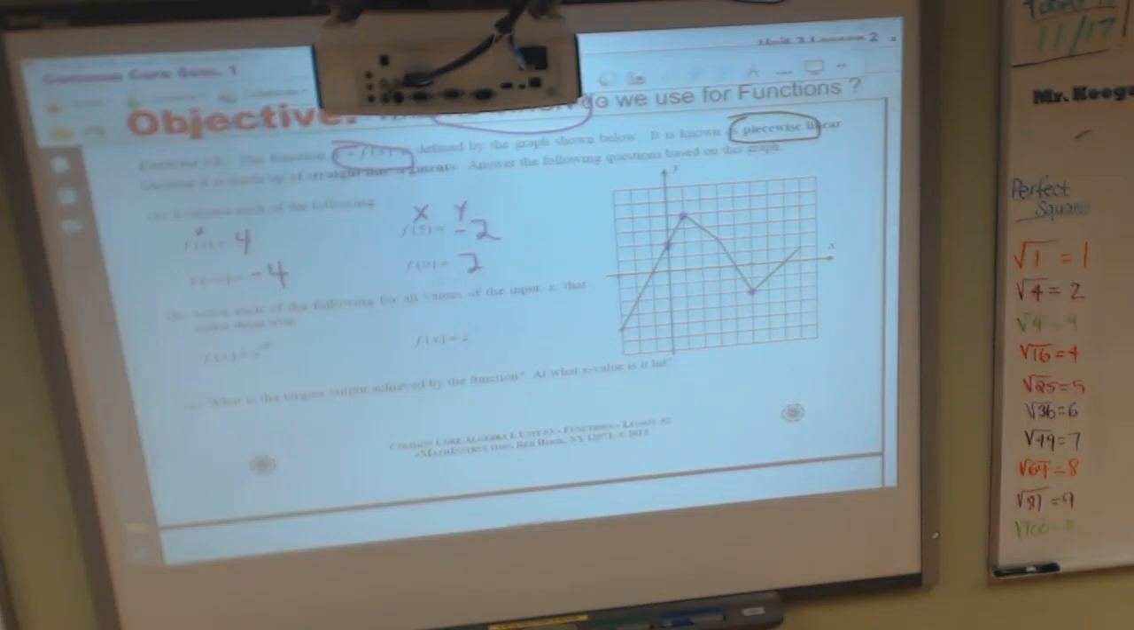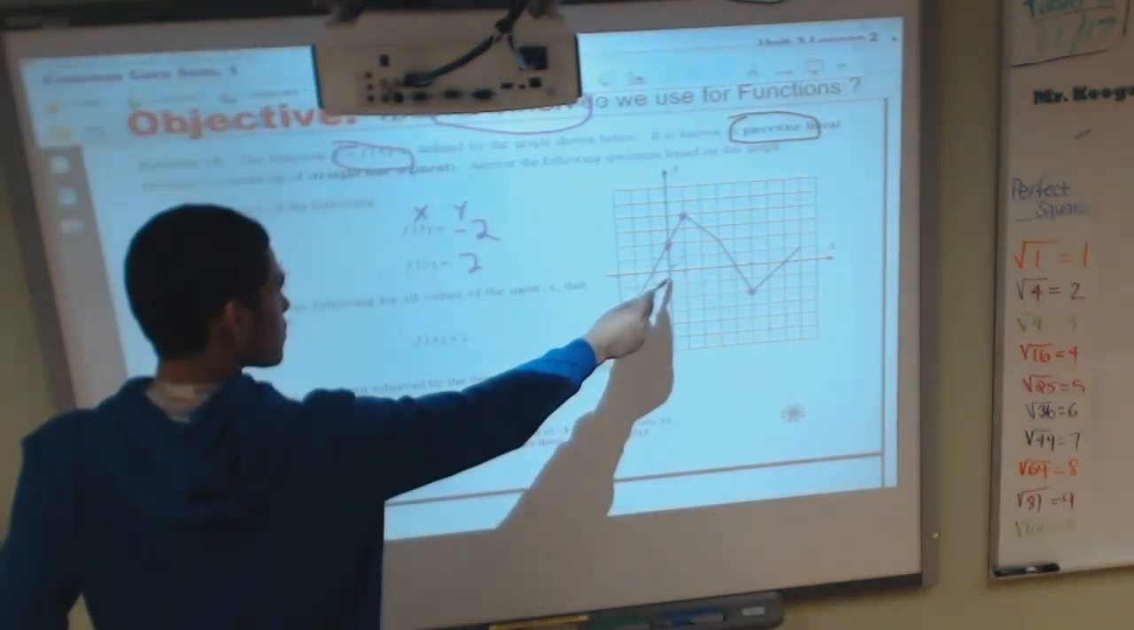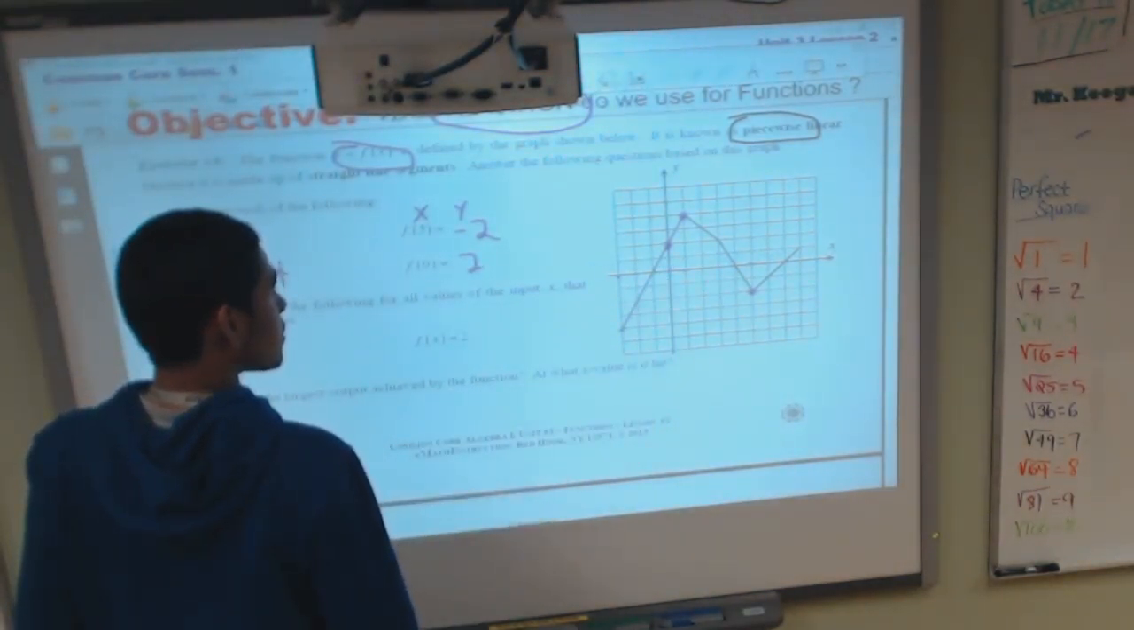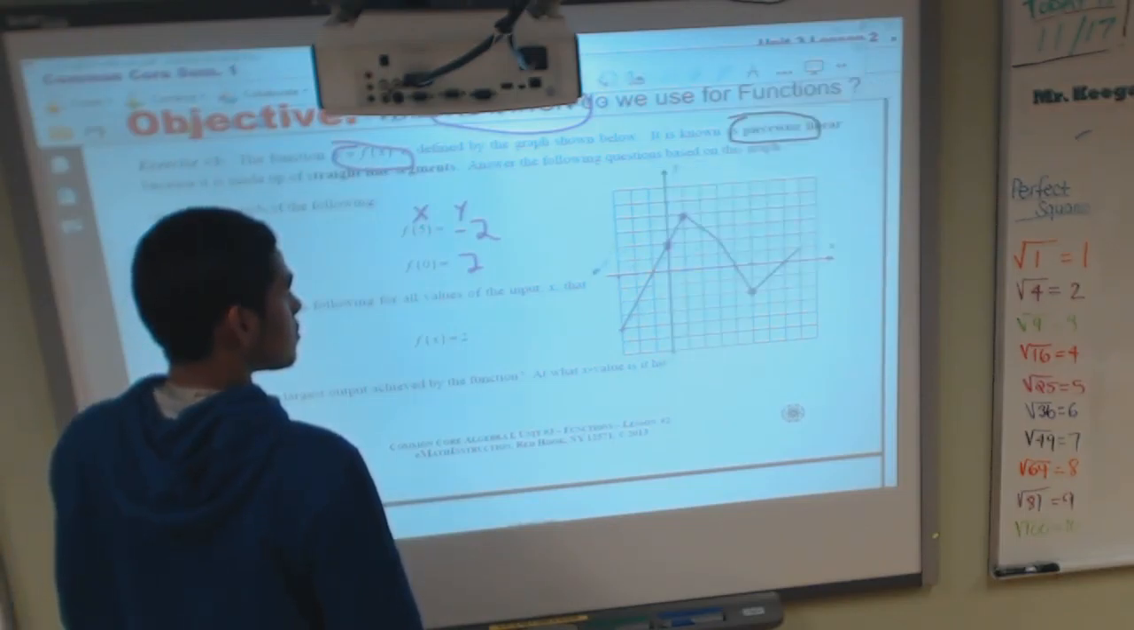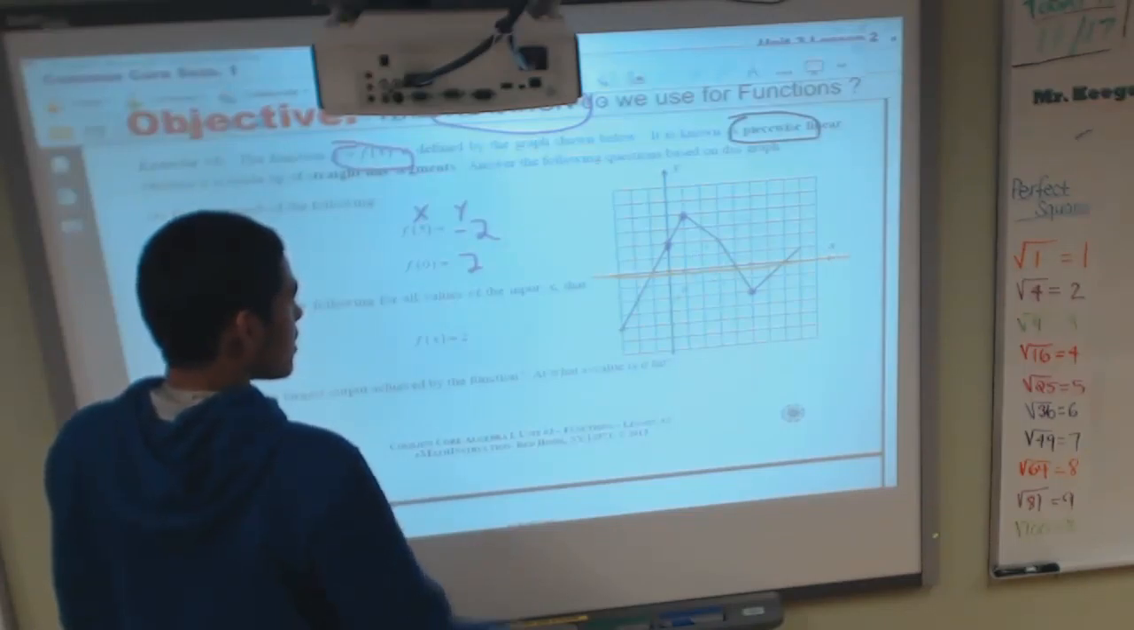It says solve the following for all values of x that make this statement true. So they're basically saying what value of x would make the y be equal to 0? Where's y equal to 0 here? No, that's where x is equal to 0. It's actually this line here. Let me use a different color for the y. The x-axis is where the y is equal to 0 because you're not going up or down.